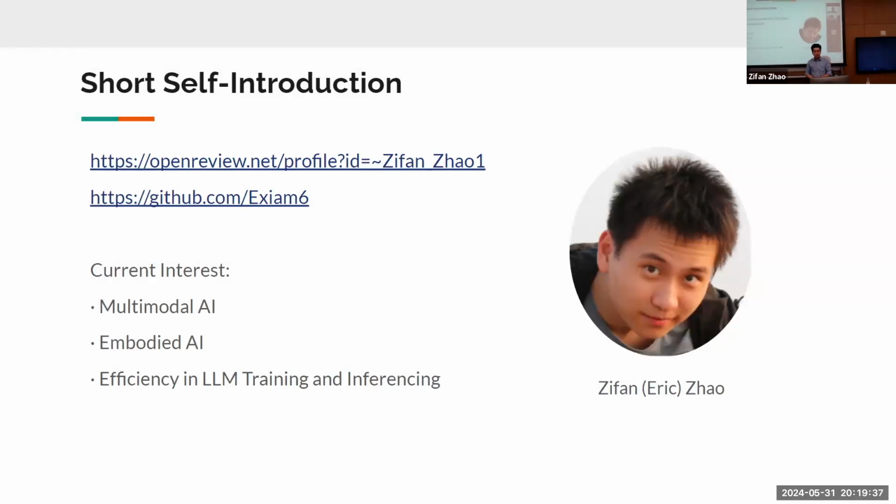A brief introduction about me: I'm Eric Zifan Zhao, a rising junior at NYU Shanghai, majoring in computer science and mathematics. I've been doing research about computer vision and deep learning under the instruction of Professor Kisros and Professor Li Guo since last summer. If you click these, I'm not sure what you can see here, these links you might be able to see are some of the papers and projects I've been working on. I also had some project experiences in natural language processing and recommendation systems. My current research interest lies in multimodality artificial intelligence, embodied artificial intelligence, which is basically robotics, and also the efficiency in large language model training and inferencing.